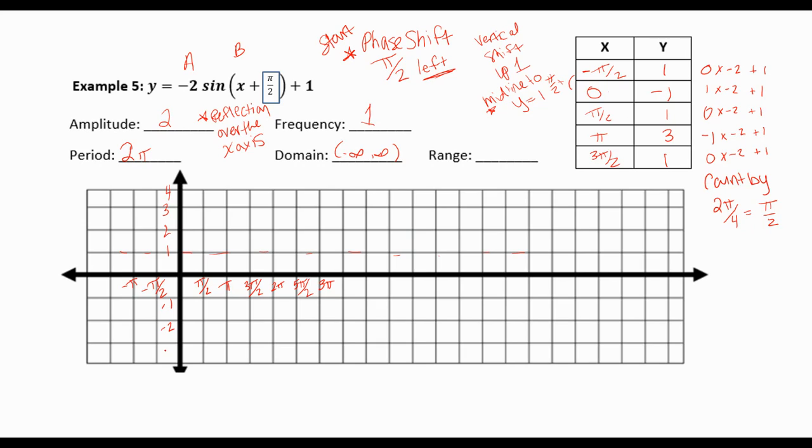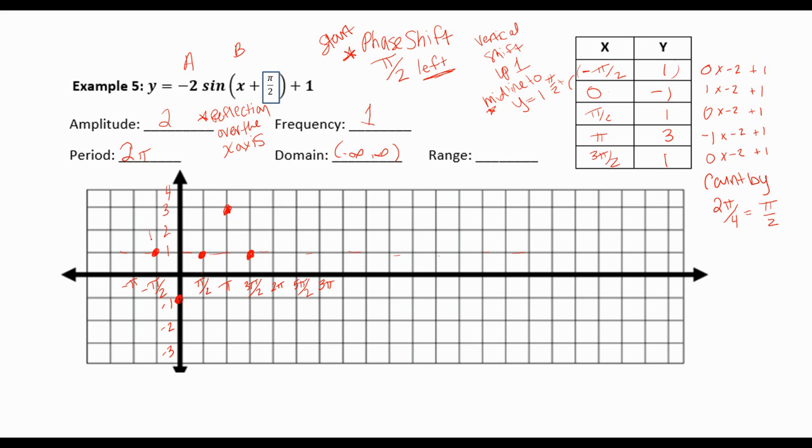Label down here. And now we're ready to graph. So our first ordered pair is -pi/2, 1. My next point is 0, -1. Pi/2, 1. Sorry. Pi gives me 3. 3pi/2 gives me 1. And now I have one full cycle.